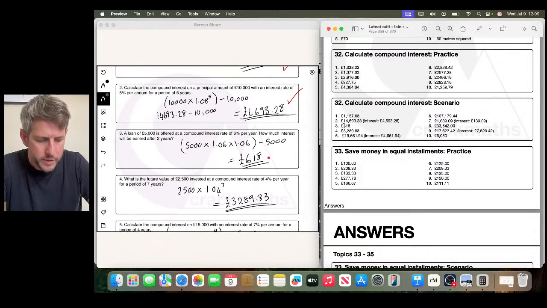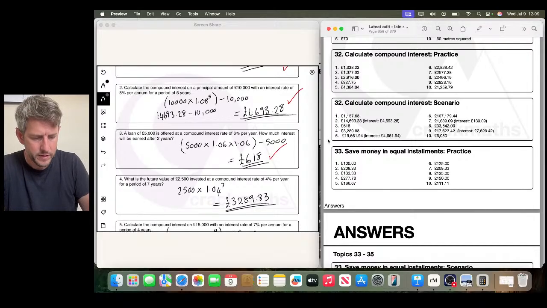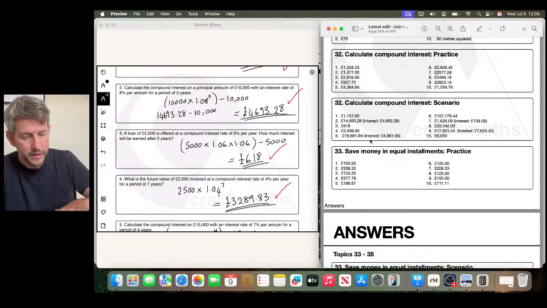Okay, here we go. £618, £3,289.83. And here we go.